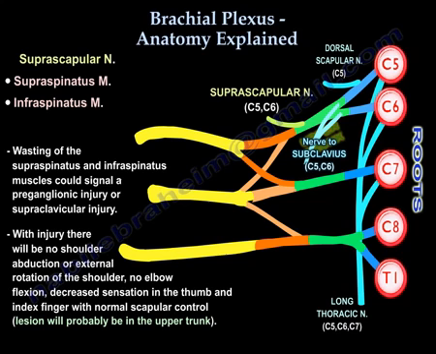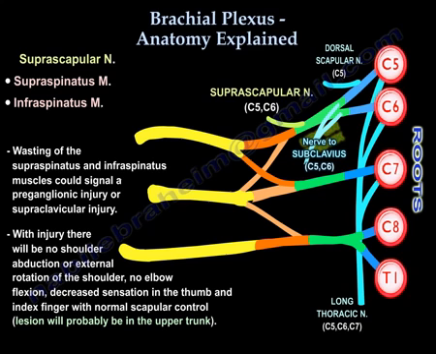So if you find wasting of the supraspinatus and infraspinatus muscles, it could mean a preganglionic injury or supraclavicular injury. So the upper trunk injury will come with that presentation. There will be no shoulder abduction or external rotation of the shoulder, no elbow flexion.